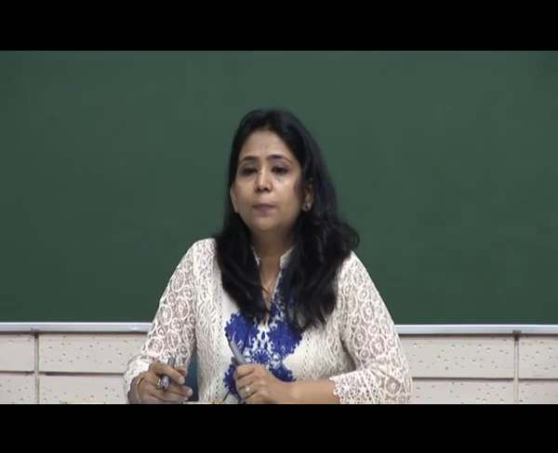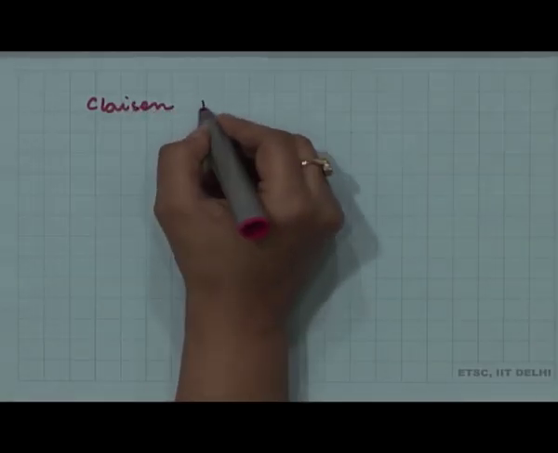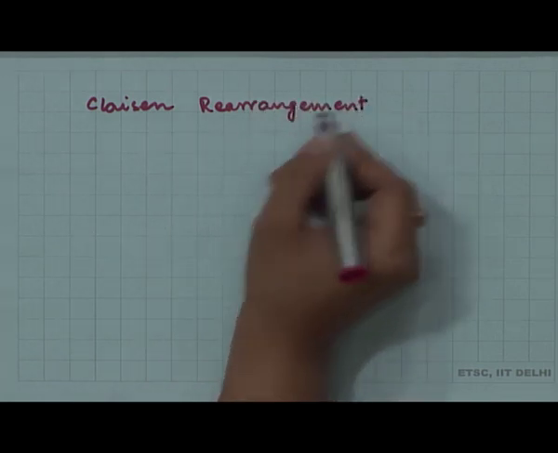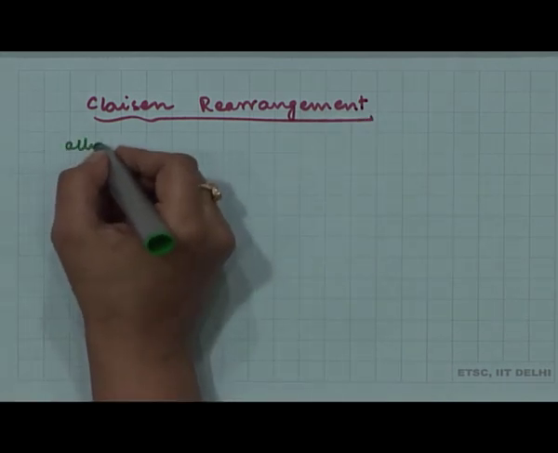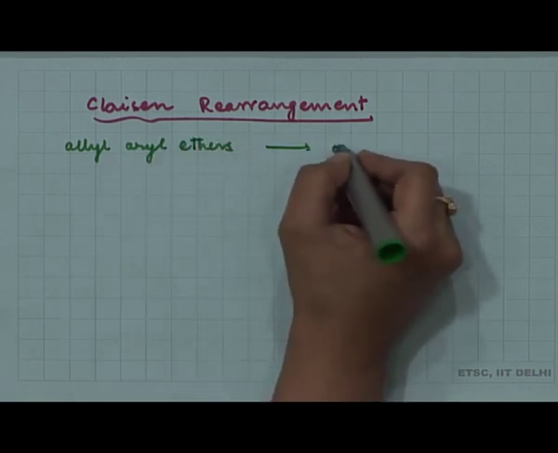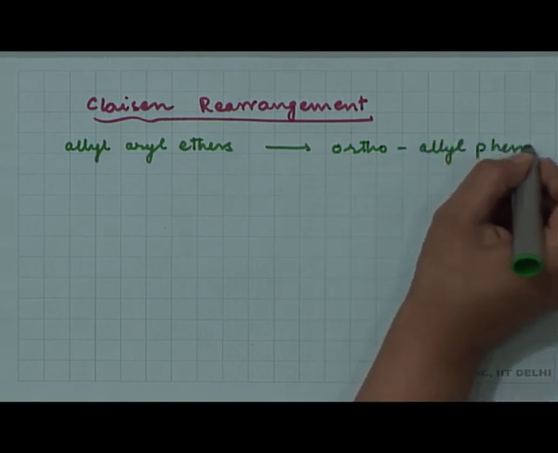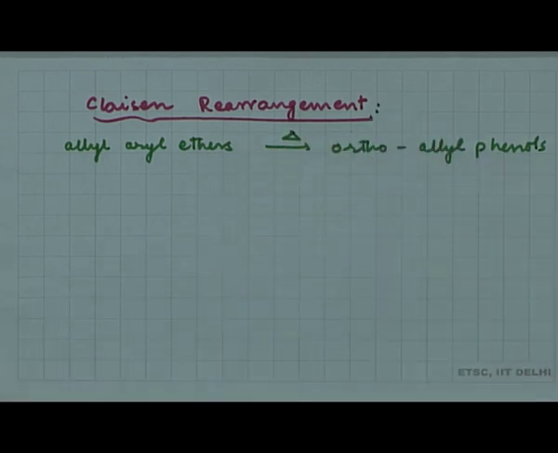So, the last example I am going to talk about for ethers is a very popular rearrangement reaction, which is known as the Claisen rearrangement. This is one of the important, interesting rearrangement reactions of ethers, and which ethers? This is shown by allyl aryl ethers when they convert to ortho allyl phenols when subjected to heat. So, this is popularly known as the Claisen rearrangement.